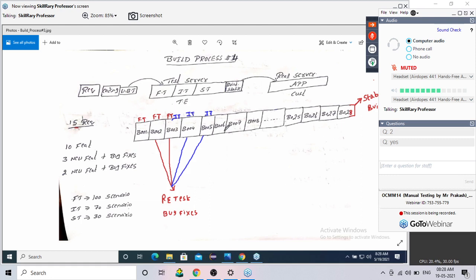Now, B006, what happened? B006. Almost my integration testing is completed. Only some scenarios were left out. So what I did, I started, okay, let me take here also integration testing only. Here also integration testing, let's assume, followed by your retesting of the bugs.